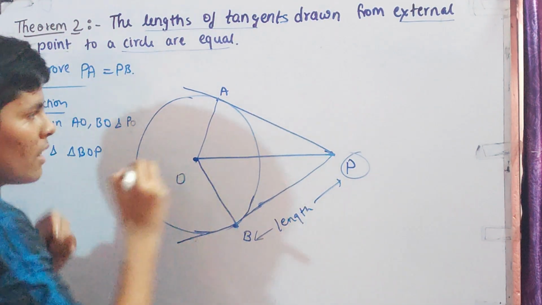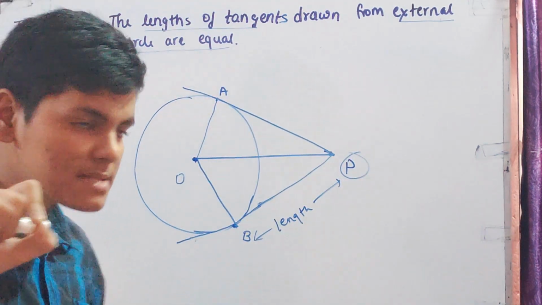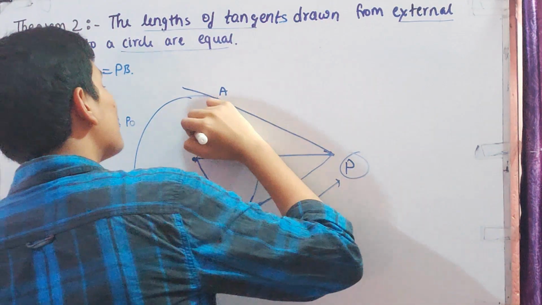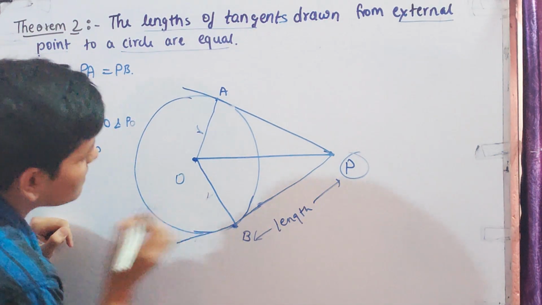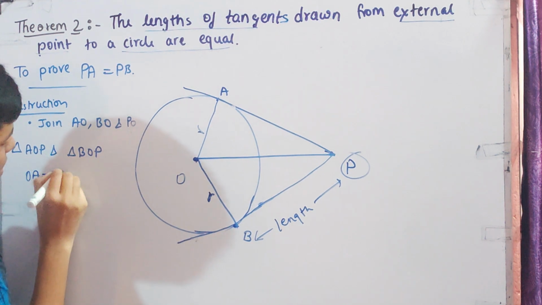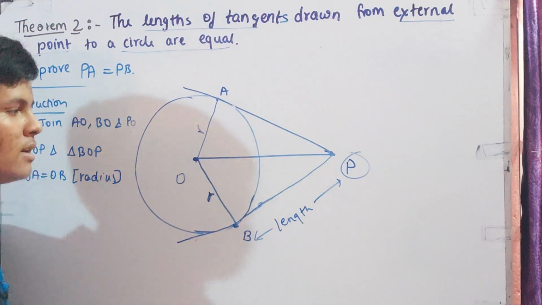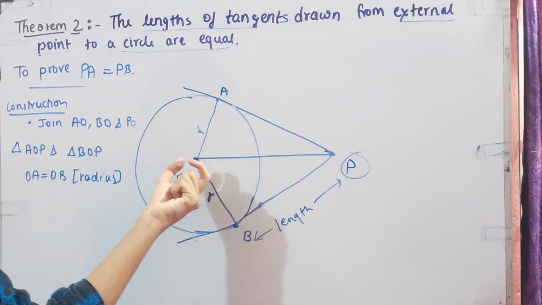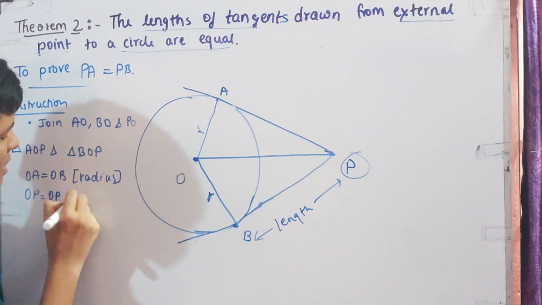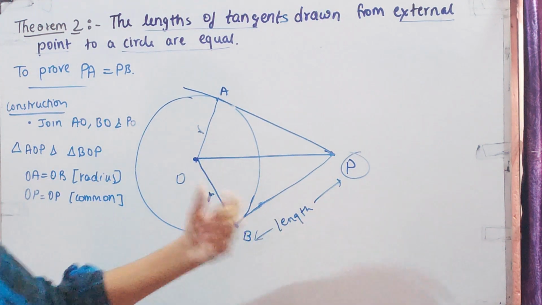This is the center. What is A? Where is A? A is a point on the circle. Distance between the center and a point on the circle is known as radius. Hence, OA is a radius and OB is also a radius. So, hence we can write that OA is equals to OB. Why? Because it is radius. Next, what do we have? OP. OP is equals to OP. Why? Because it is common. In these both triangles, OP is common and hence OP is equal.